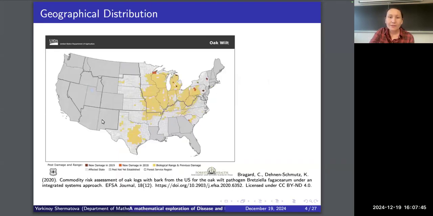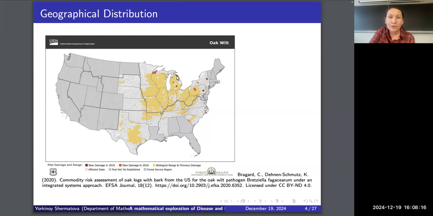But then fast forward, this is the map from an article that came out in 2020. A lot of the parts of the Eastern United States now have confirmed oak wilt disease. I think the official confirmation was very first in Wisconsin here. The yellow is the range, I think, known before 2018. The red and darker red colors are relatively new.